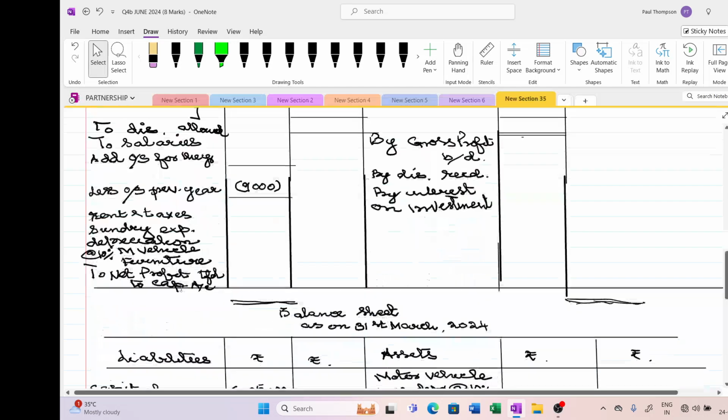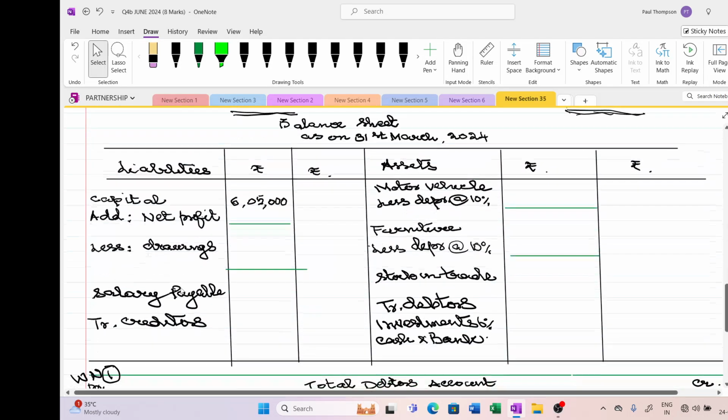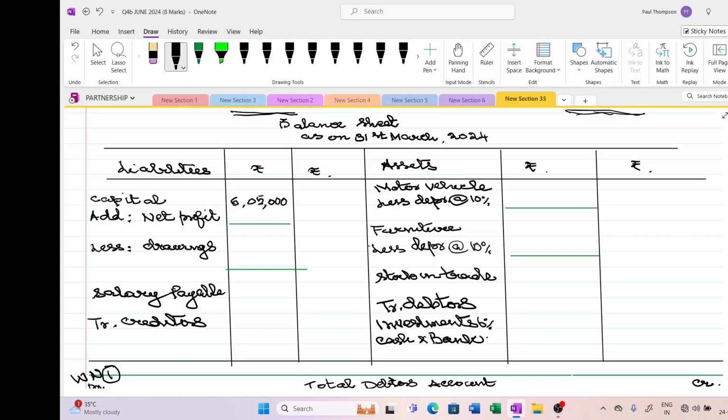Next one they have given. You can please go through the question. If I go there, it will take time. So I'm just having the question here. So motor vehicle, they have given 1,10,000. I'm just writing from the question. Next they have given furniture 73,500.